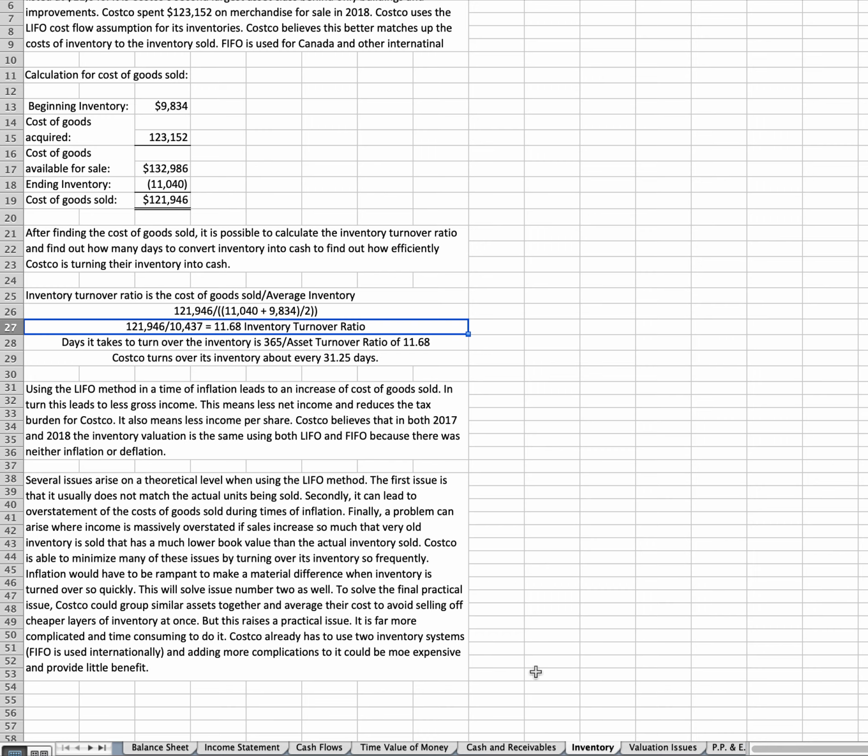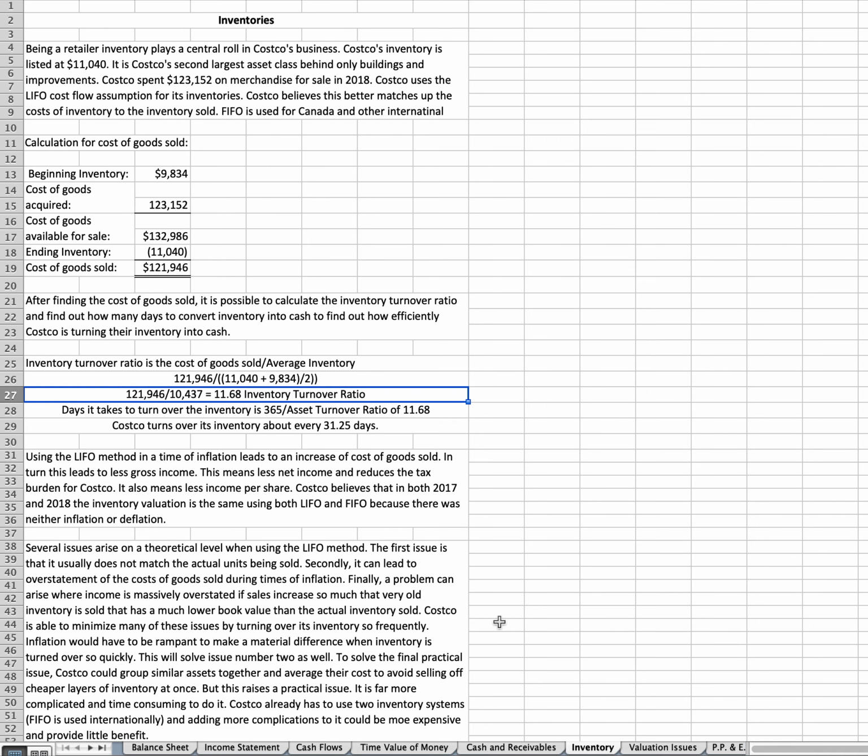Moving on to inventory, Costco, as a retailer, has tremendous need for inventory. Its beginning inventory was 9,834, and the cost of goods acquired was 123,152, and the cost of goods available for sale was 132,986, for a cost of goods sold of 121,946.